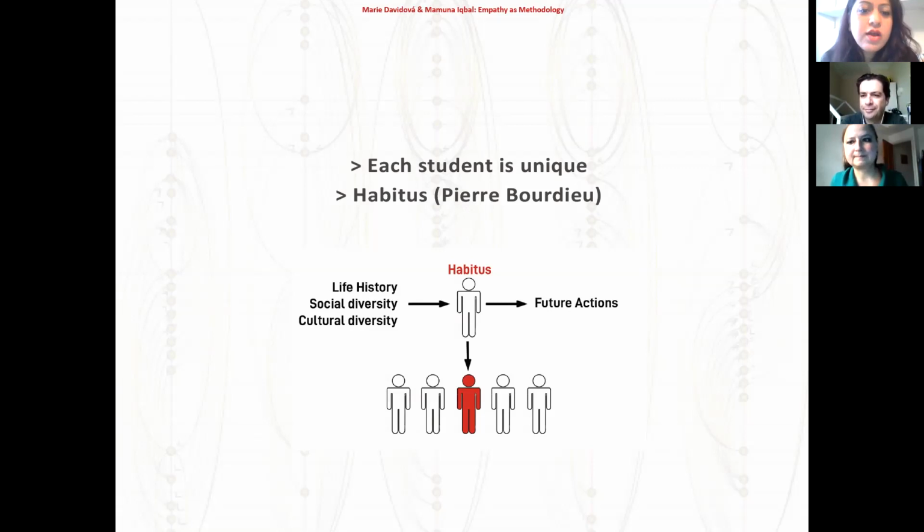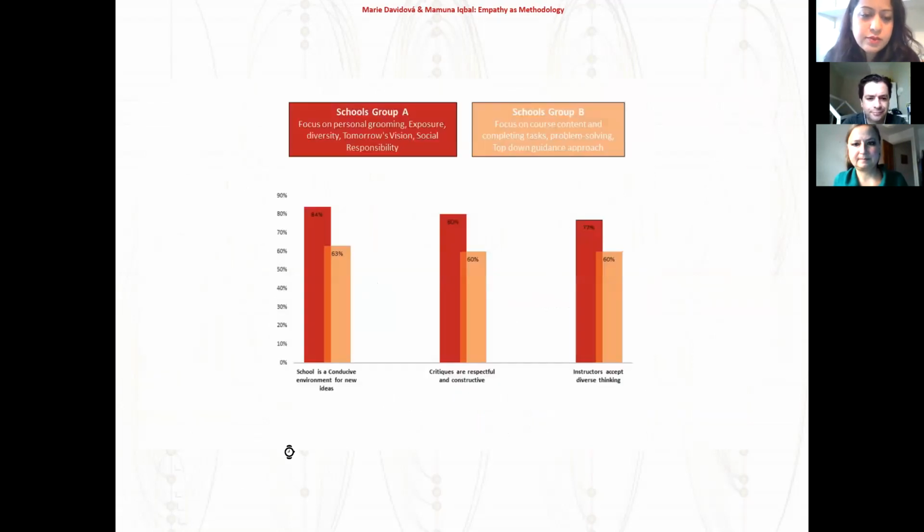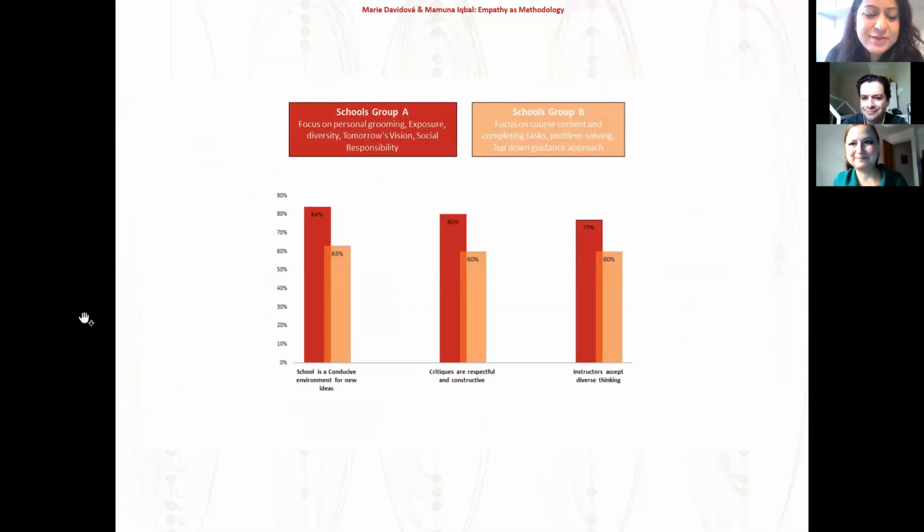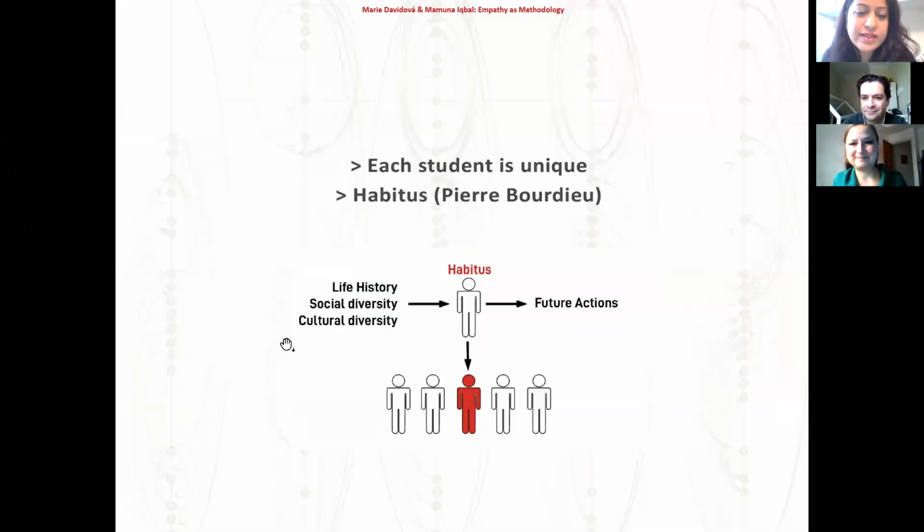And also, as Marie said, it sets the ground of why empathy is important in design research and in the practice of teaching in design. So the aim of my PhD is to understand the impact of social background on students' learning approaches.